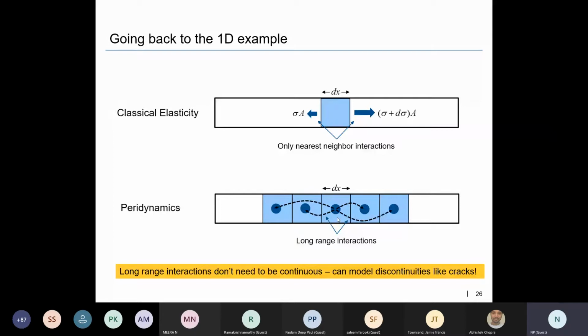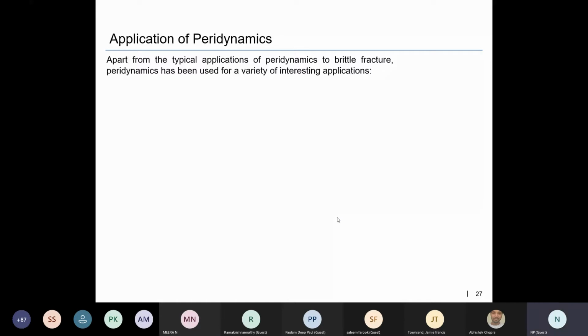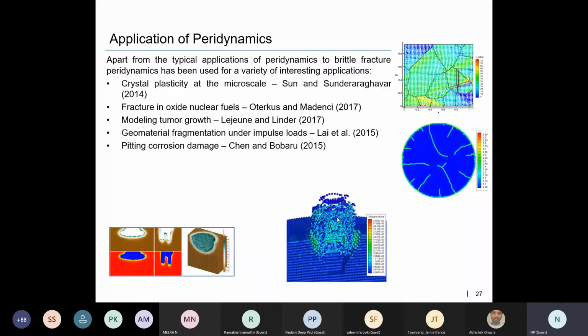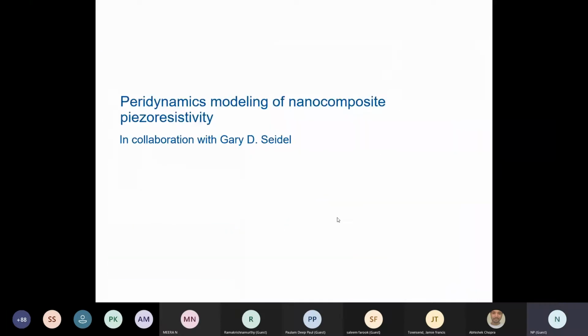And over the last several years, peridynamics has been applied to a wide variety of problems. For example, crystal plasticity at the microscale, fracture in oxide nuclear fuels, modeling tumor growth, geomaterial fragmentation under impulse load, splitting corrosion damage, hydrothermomechanical analysis of electronic packaging, so a lot of multi-physics, hydraulic fracturing, and so on. So there's a wide variety of applications for peridynamics.